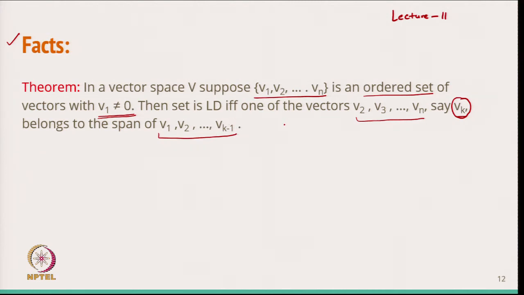What is the use of this theorem? Suppose somebody gives me a large number of vectors V1, V2, up to Vn and asks me to check whether they are linearly independent or dependent. Then we have to take the linear combination, and it becomes very difficult when the number of vectors is large. Like we have seen in the previous examples, where we had 5 vectors and we got a matrix that is 4 cross 5.